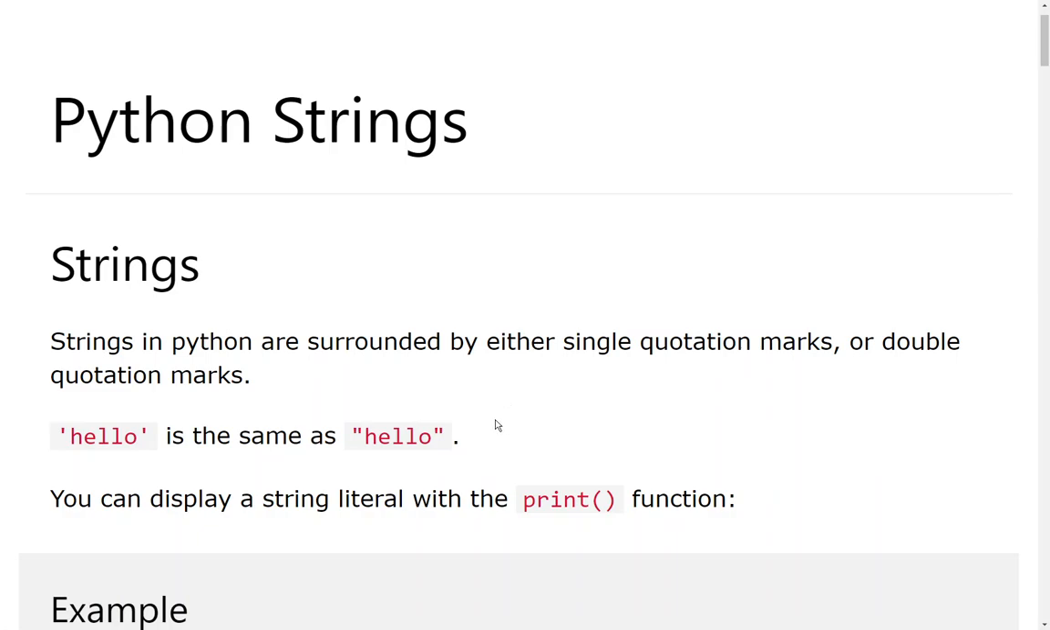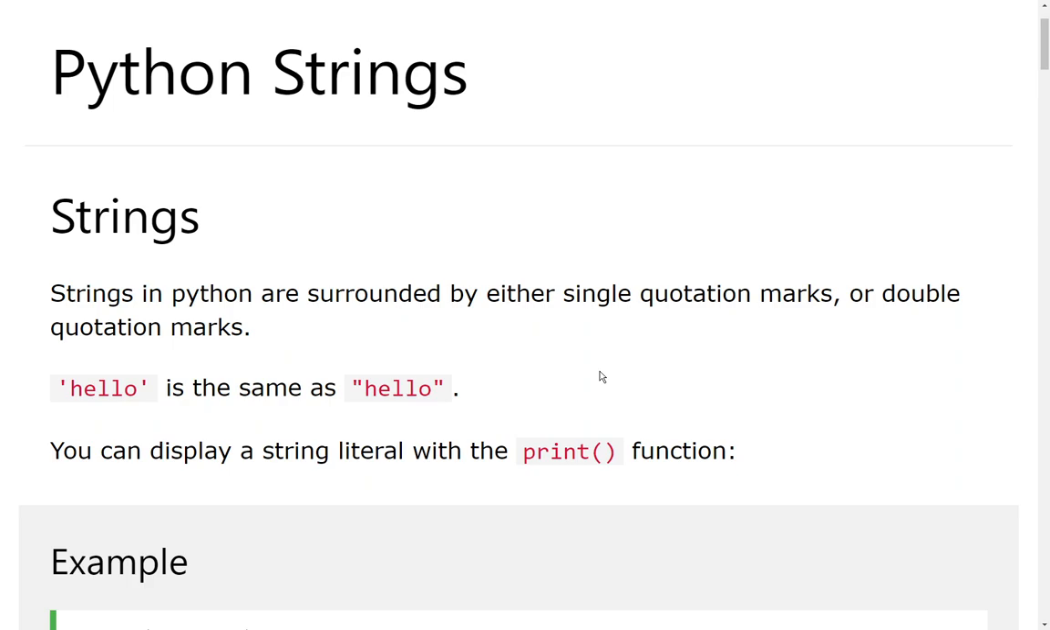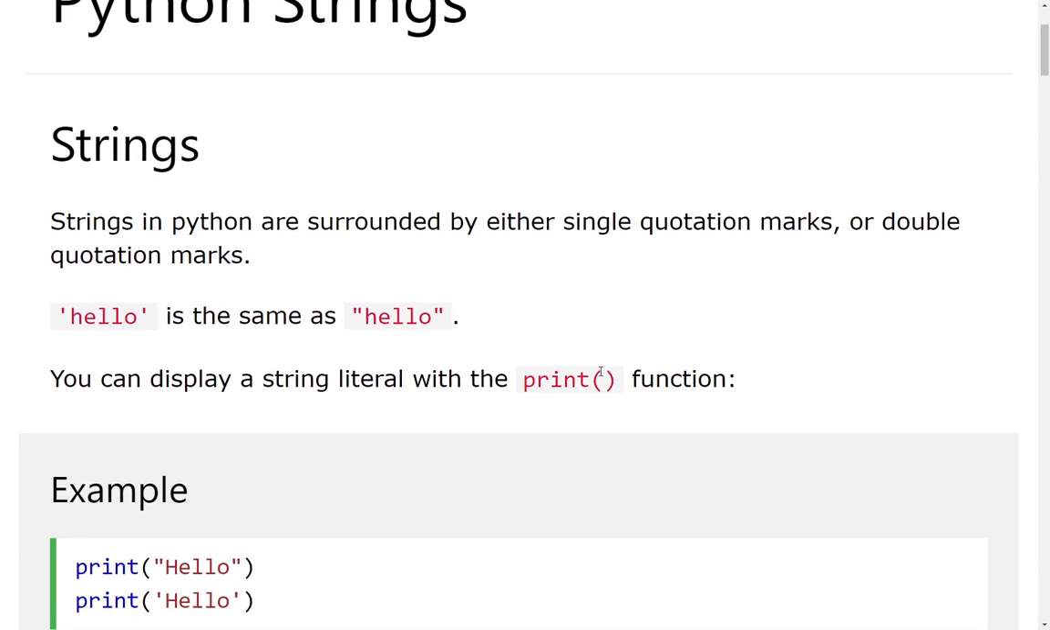Strings in Python. Strings in Python are started by either a single quotation mark or a double quotation mark. Both are equivalent. We can use a single quotation mark, or we can use a double quotation mark. We can display a string literal with the print function.